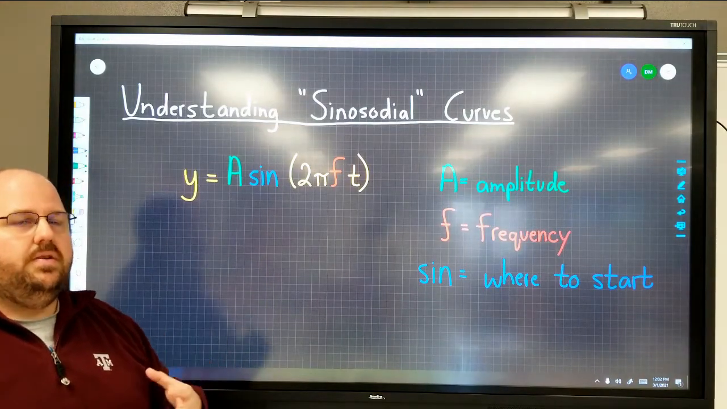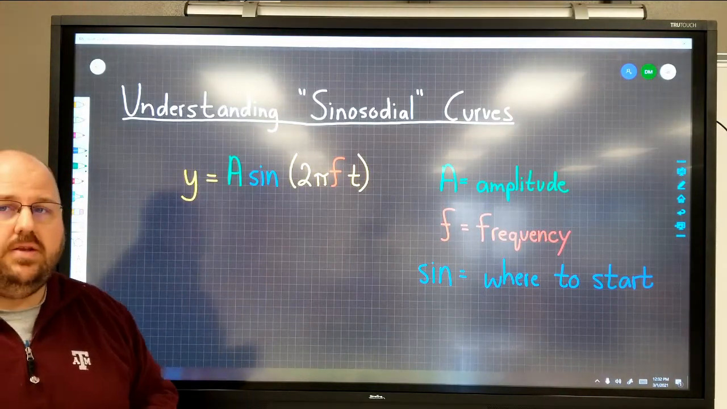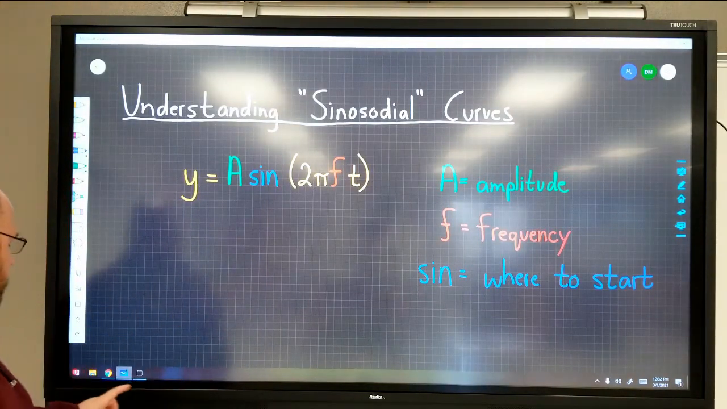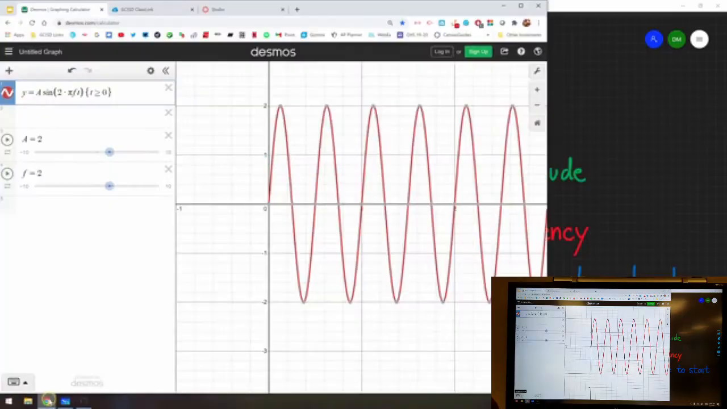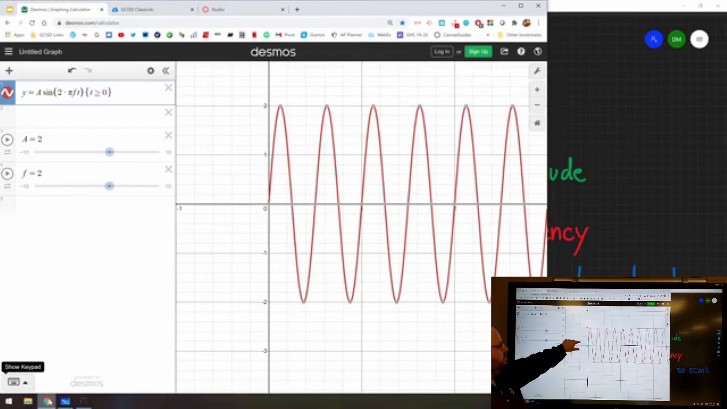In order to really understand what's happening here, what I recommend that you do is spend a little bit of time playing around with a graphing calculator, like Desmos. And so what I've got over here is a programmed equation, y equals A sine 2 pi f t. And I've chosen only positive values for time, so time greater than or equal to 0, because we don't have negative times in physics. And I've set on there 2 sliders. And what you'll notice, let's kind of zoom this out a little bit.